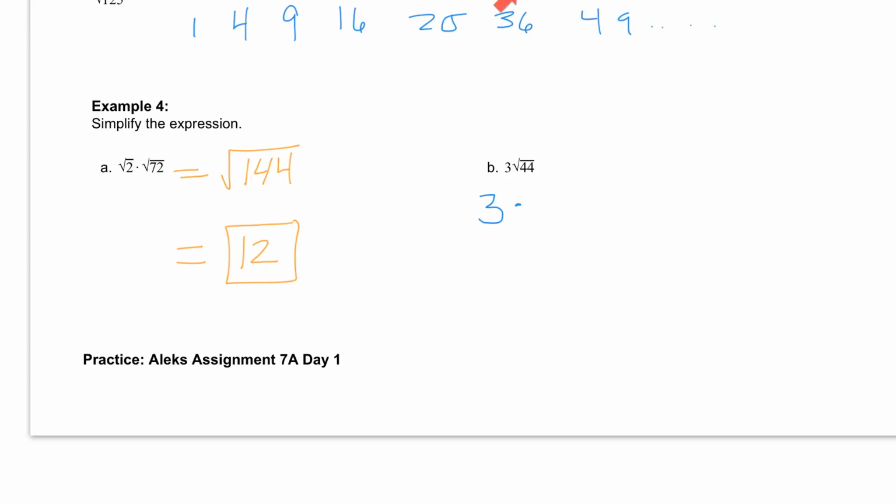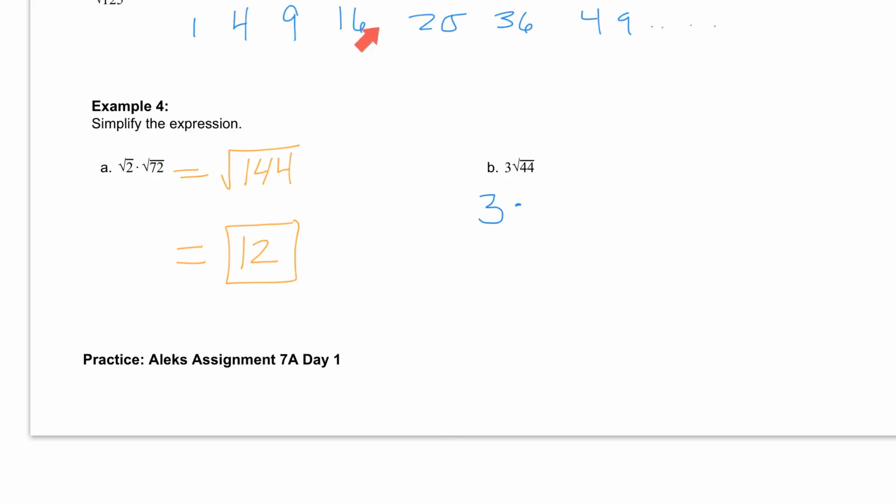So we're starting by looking at 36. We want to know, is 44 divisible by 36? And the answer to that is no. And if you don't know it, divide it on your calculator. 44 divided by 36, see if you get a whole number. Then we can try 25. Well, 25 does not go into 44 evenly.